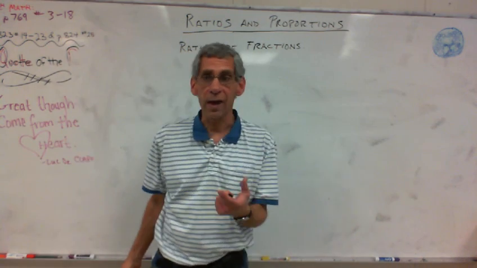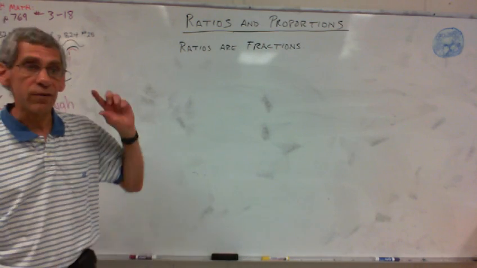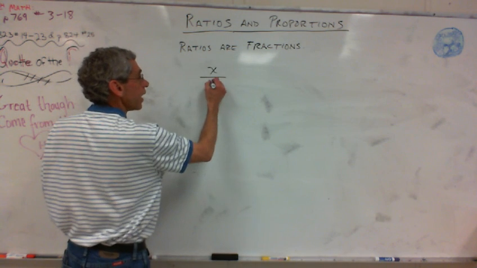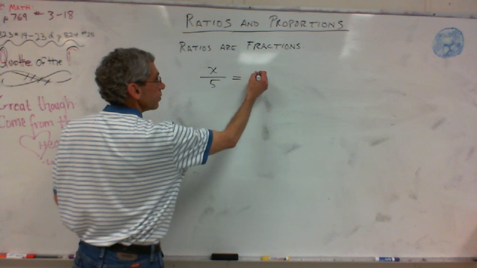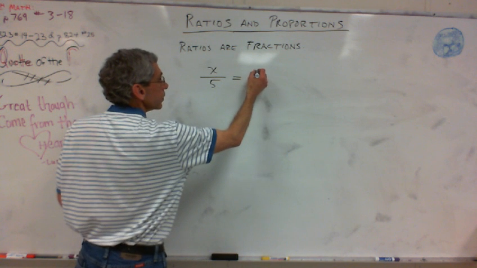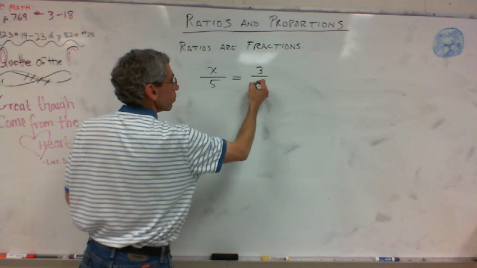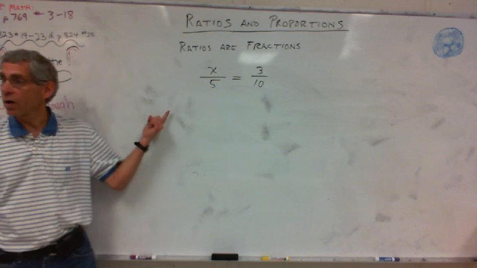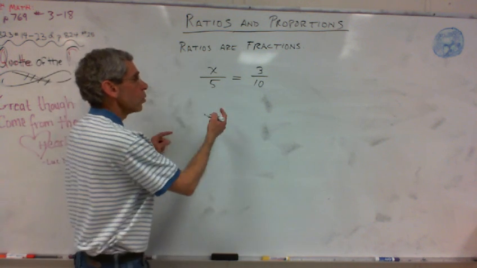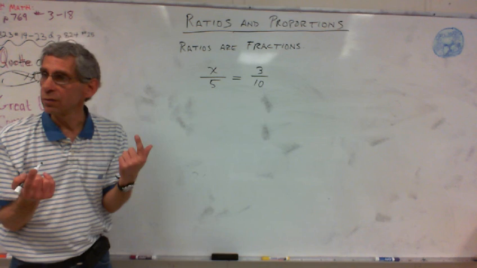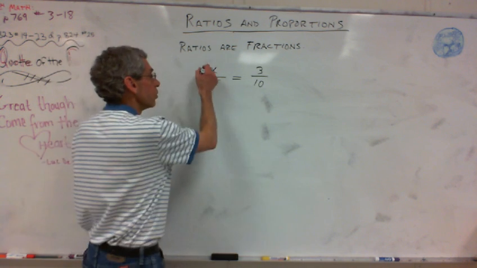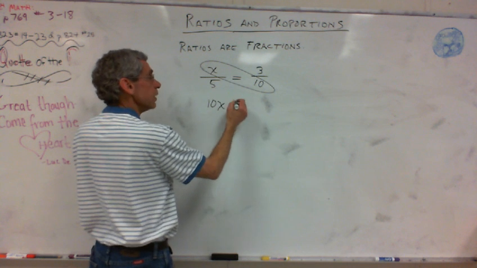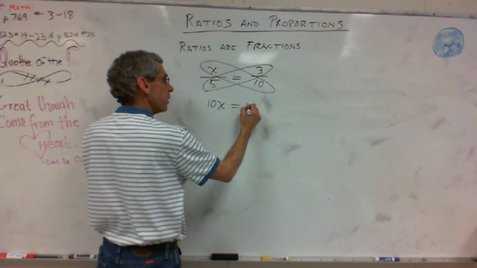Sometimes though, you have a variable in one of your ratios. So let's say I had this: x over 5 is equal to 3 over 10. Okay. And I want to know what x is. So what I'm going to do is cross multiply. I do this times this, so that's 10x, right? And then I put an equal sign, and then I do this times this, 5 times 3.